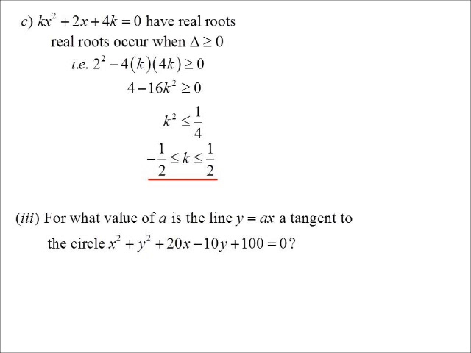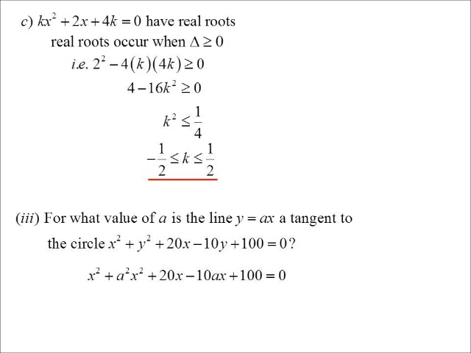Now, you might be looking at this question and thinking, well, this is a rather strange question to have in the middle of talking about the discriminant. For what value of a is the line y equals ax a tangent to this circle? Well, if I was to say to you, what's the point of intersection of the circle and the line, the first thing you would do would be try and solve them simultaneously.